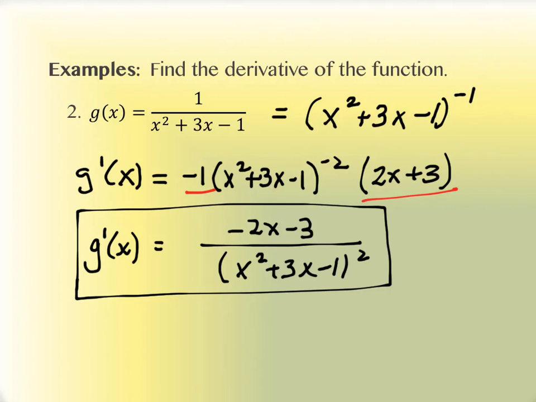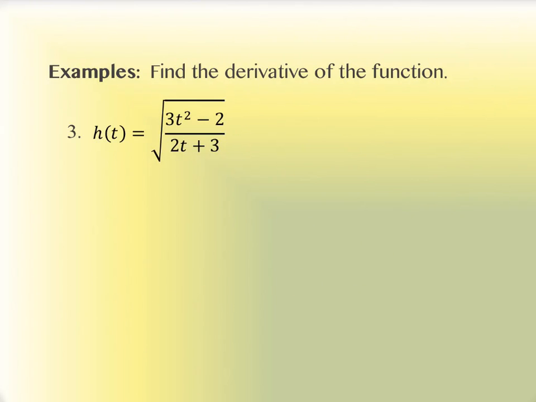Okay? All right, the next one's going to be much more complicated. Are you ready? This one has a square root in it. That's actually not the complicated part. The complicated part is that the part underneath the square root is a quotient. So the function that's inside of my chain is actually a quotient itself. So let's take a look at how that's going to be handled as we do this.